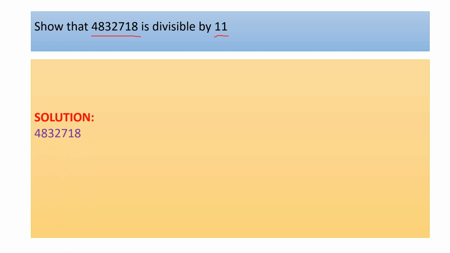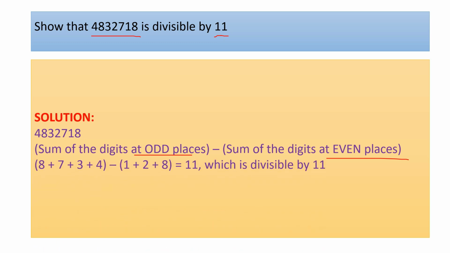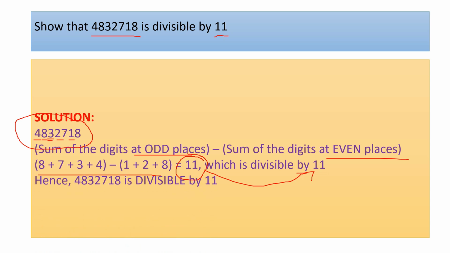We are taking the given numeral and we have to find the difference between the sum of the digits at the odd places and the sum of the digits at the even places. So in the odd places, we are having 8, 7, 3 and 4. And at the even places, we are having 1, 2 and 8. So on taking the difference, we are getting 11. So 11 is divisible by 11. Therefore, the given numeral is divisible by 11.